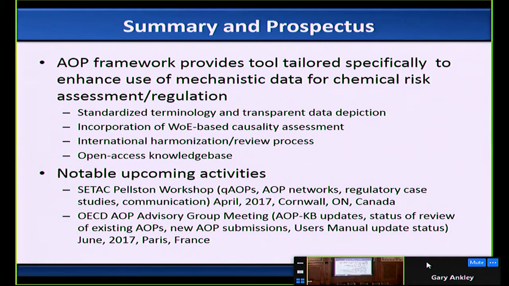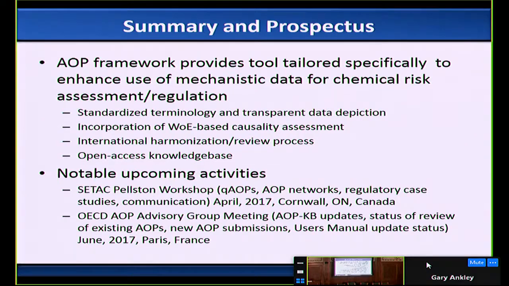So to summarize briefly what I've just covered, the AOP framework, we think, provides a tool that's tailored specifically to enhance use of mechanistic data for risk assessment and regulation for both ecotoxicology and human health assessments. Attributes include a standardized terminology, transparent data depiction, and importantly, the incorporation of this weight of evidence-based causality assessment.